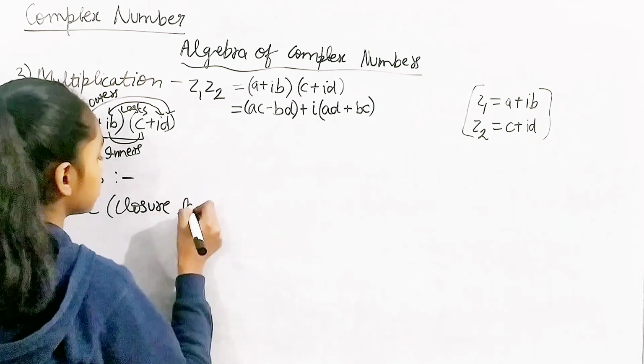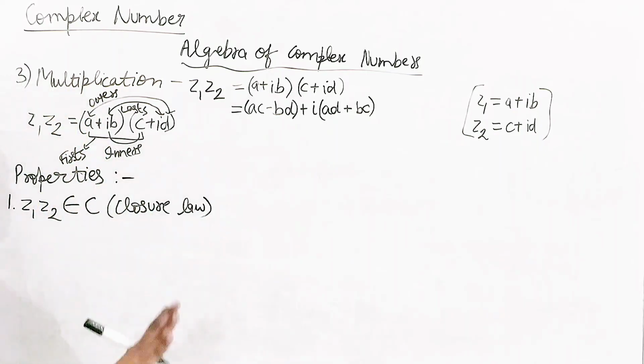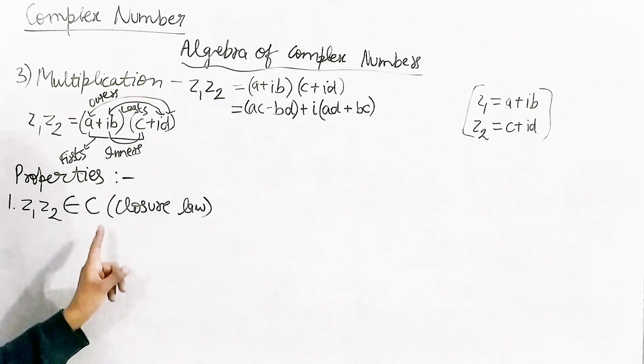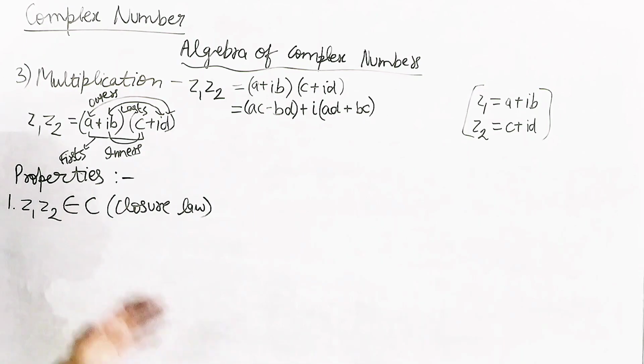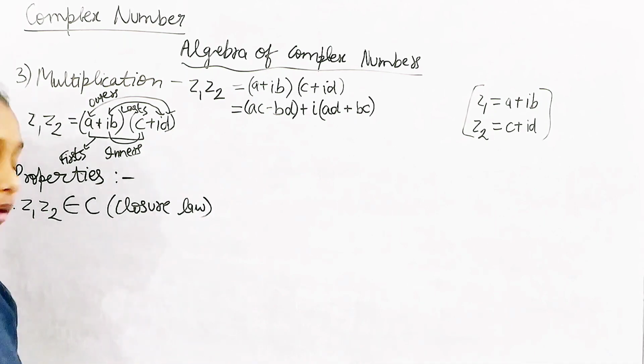And I think there's no need to discuss this first property much, as it's clear to us that if we multiply two complex numbers, the answer is also going to be a complex number. It can be a real number or something else. Okay, it will obviously be a complex number.